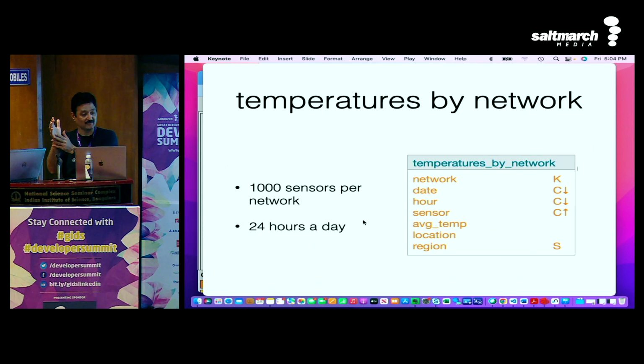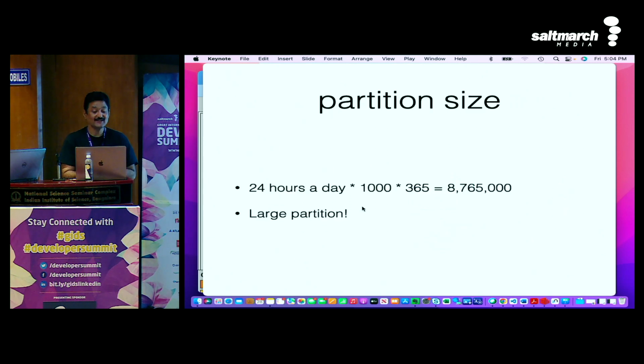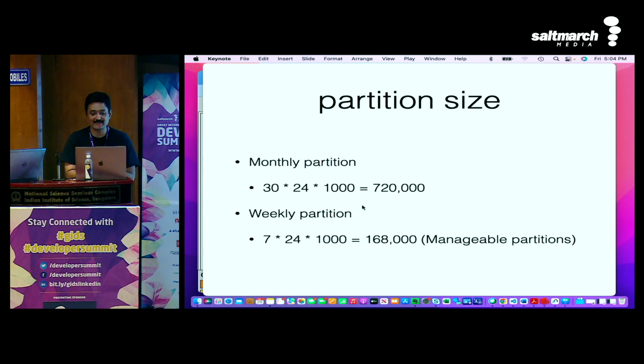Temperature by network. This is another thing. 1,000 sensors per network, and 24 hours you are trying to get the values. Now what happened here? This is a lot of data. 8,765,000 is a large partition. Reduce the partition. How do we reduce the partition? By consolidating that partition. So we can do a weekly partition.